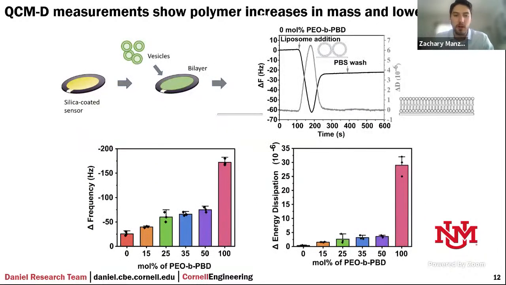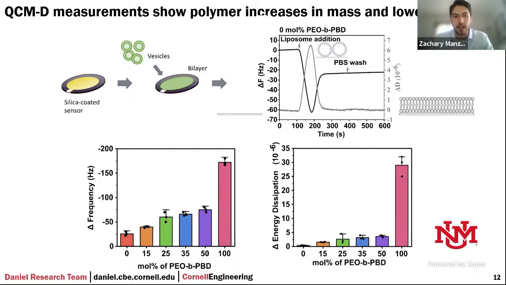In the interest of time, I won't go in depth with the actual details here, but basically you have a silica-coated sensor you can deposit materials on, in this case vesicles, and you can read out changes in the frequency and energy dissipation from the surface, which gives you indications of essentially mass and the rigidity of your surface. So what we care about is the final change in frequency and dissipation.